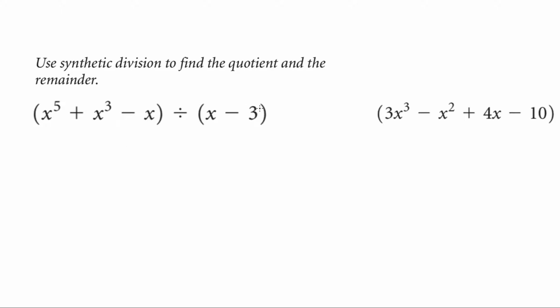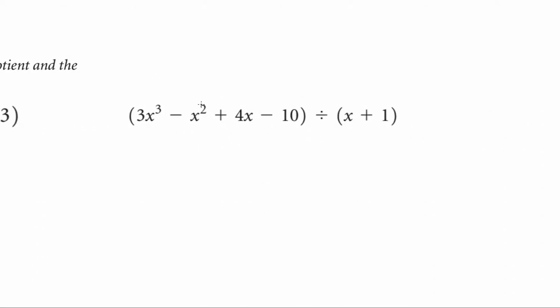Now, x minus 3, so x to the 5 plus x cubed minus 5x. Well, let's leave this one for last because I want to explain a little bit more. Let's go to this one right here. Okay. So 3x cubed minus x squared plus 4x minus 10 divided by x plus 1.